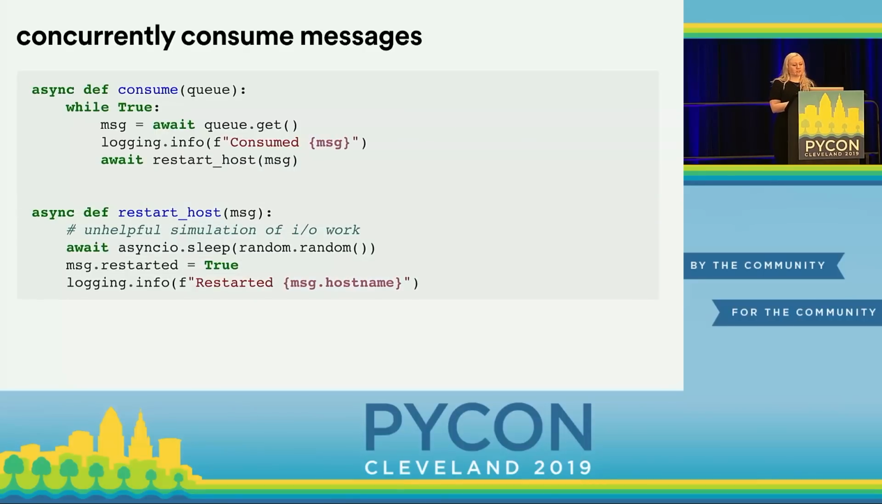So now we're going to replace asyncio.sleep with a function that will restart a host. I'm sure it looks like I'm just pushing the simulation of I/O work to the restart host function, but in doing so, I'm actually able to create a task. And out of that, I'm therefore no longer blocking on awaiting for more messages.